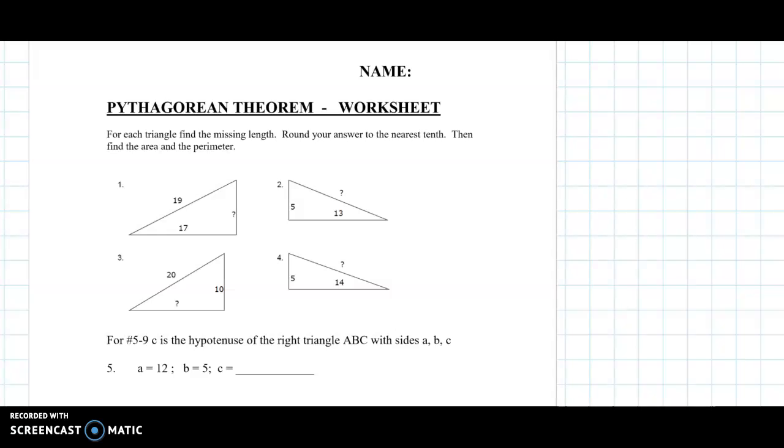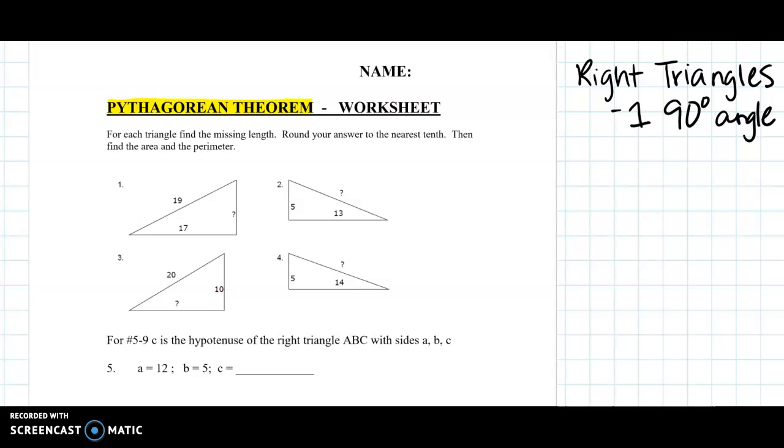Let's take a look at a few more practice problems about the Pythagorean theorem. Remember, the Pythagorean theorem is about right triangles, which are triangles that have one 90-degree angle, and the Pythagorean theorem is a squared plus b squared equals c squared. For our first set of problems, we're just finding the missing length.